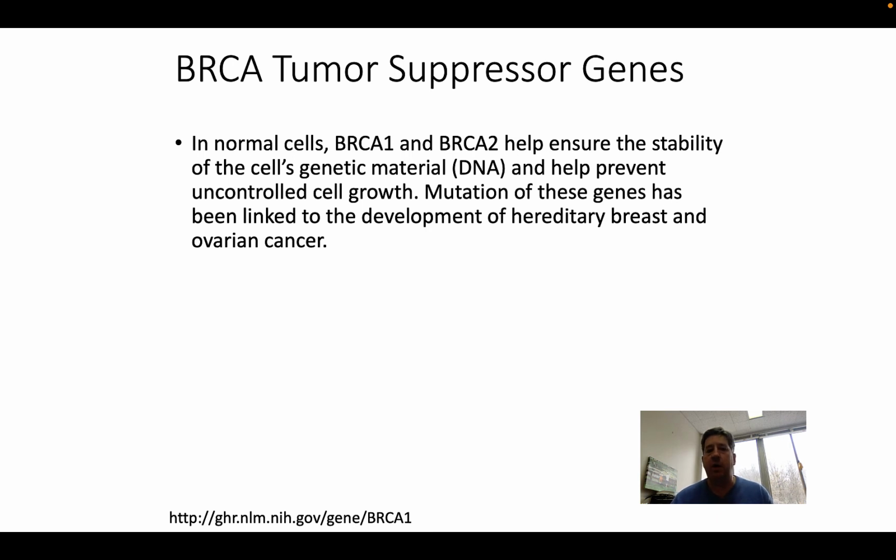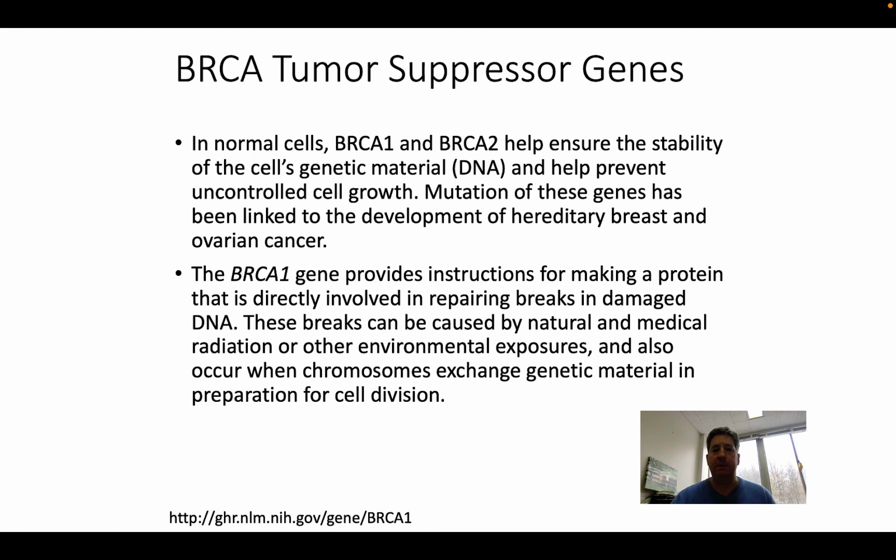So BRCA1, if you have a functional one of those, it repairs the DNA normally, and then you don't have a lot of potential for defective genes then leading to cancer. Right? So again, it provides instructions for making a protein. We always want to think about what a gene actually does. That protein then will repair those breaks in the DNA, and that can then help prevent cancers from occurring.